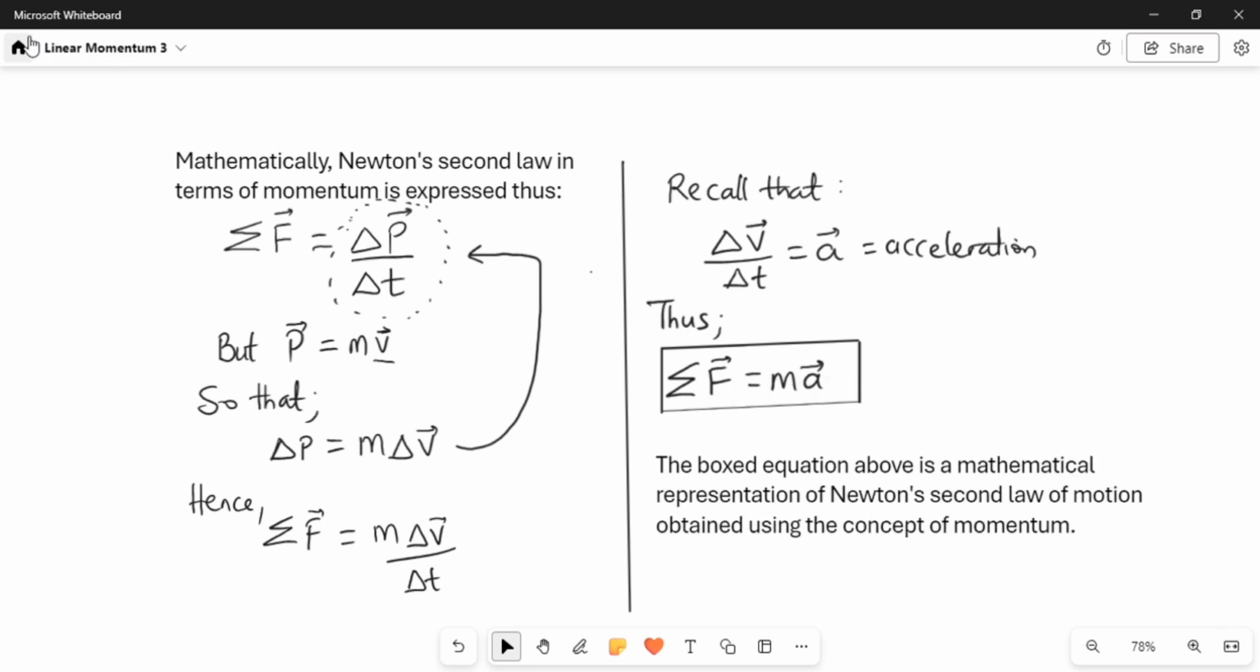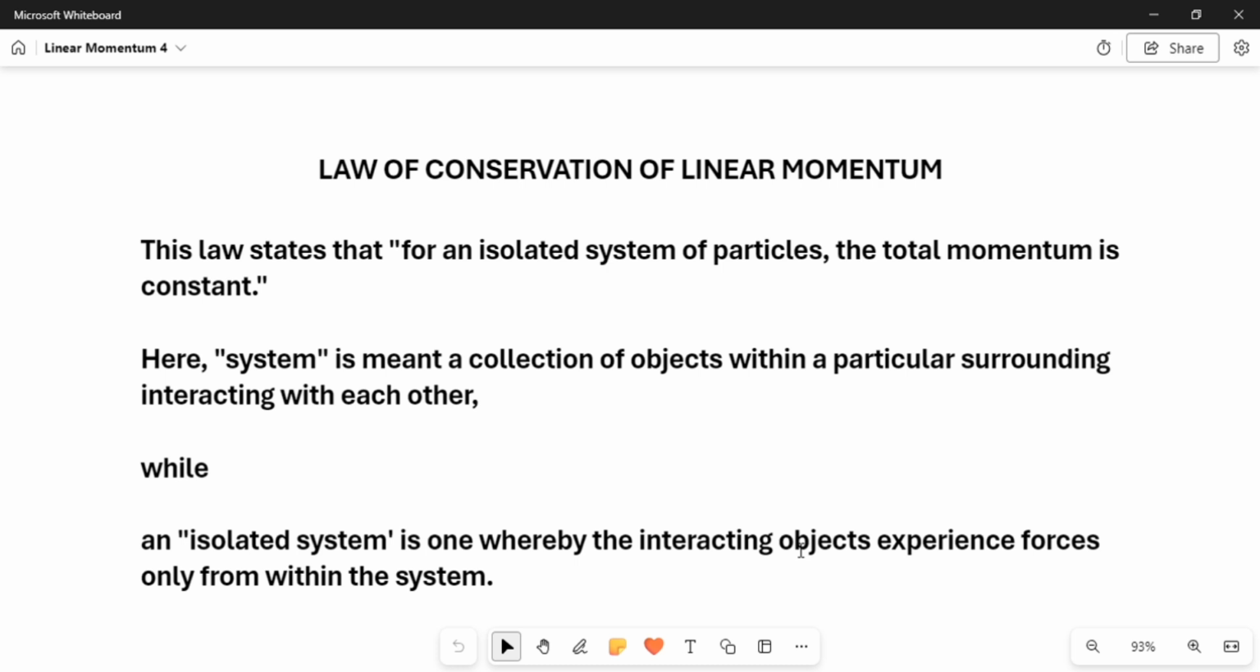So let's move on to the conservation of linear momentum. That's the next step to take. What does this law tell us? The law of conservation of linear momentum states that for an isolated system of particles, the total momentum is constant.